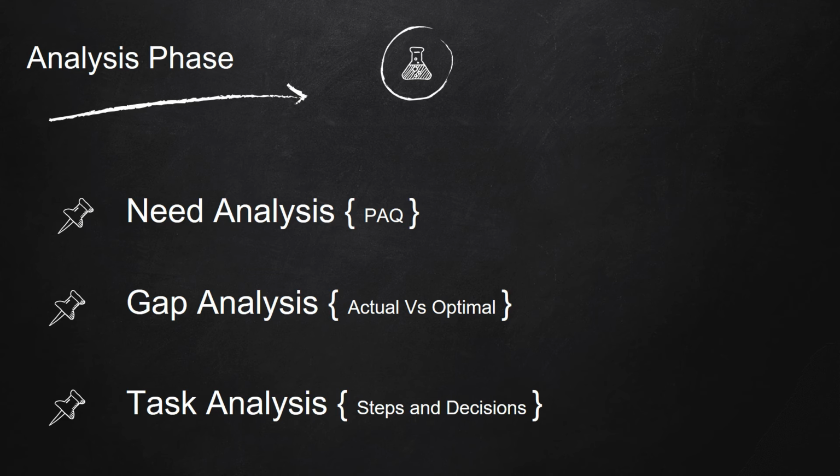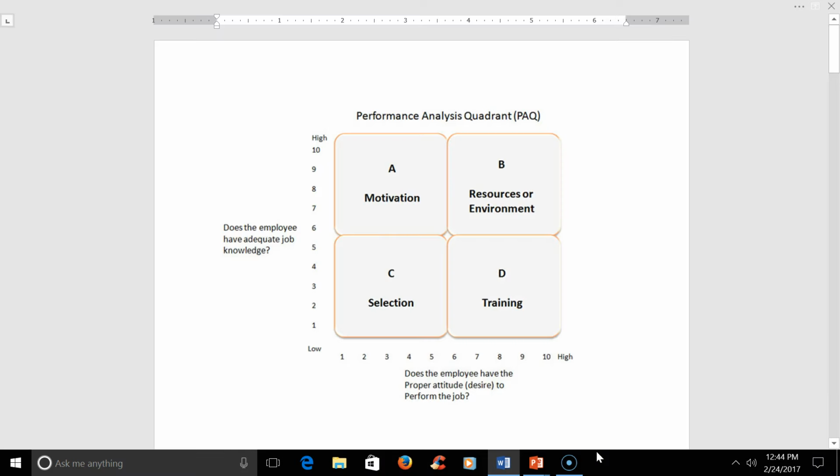You have need analysis, gap analysis, and the task analysis. The need analysis step is based on the performance analysis quadrant, which I will show you now. So this is a simple 2 by 2 matrix where you have motivation, selection, resources and environment, and the training. With the x-axis, you have the attitude points, and in the y-axis you have knowledge points. So in this step, the needs analysis or the performance analysis, we try to find the need for the training, or we find the actual performance which is required by interviewing the subject matter expert or the higher management.